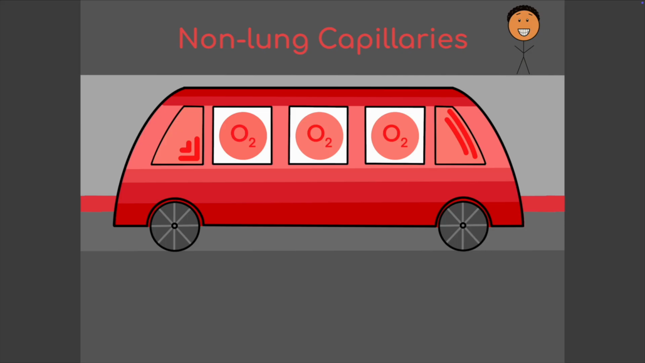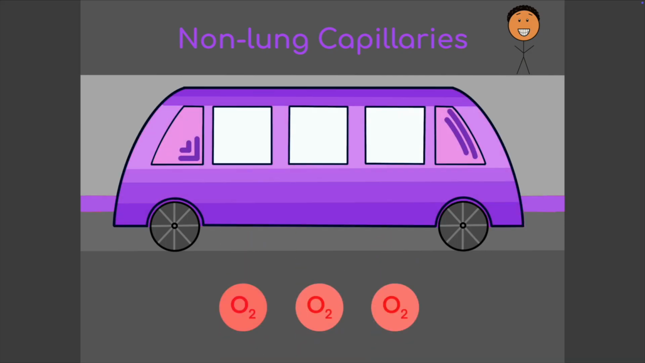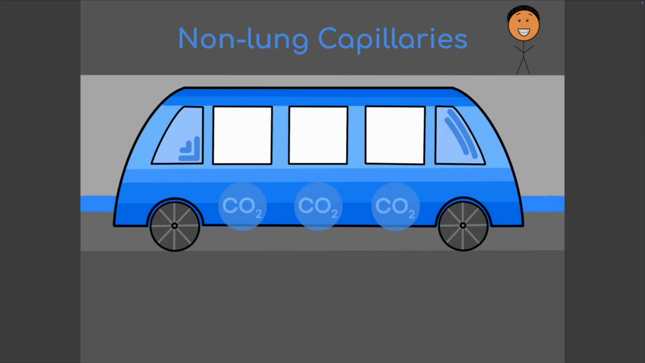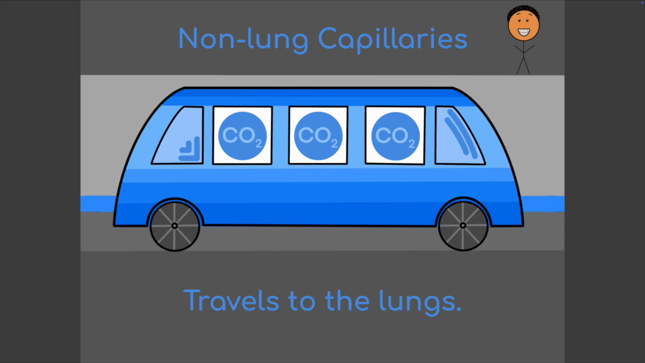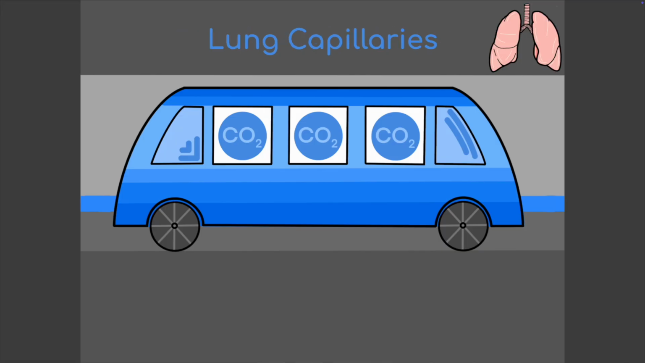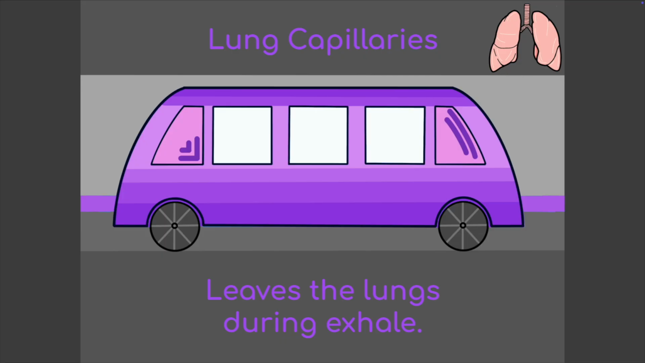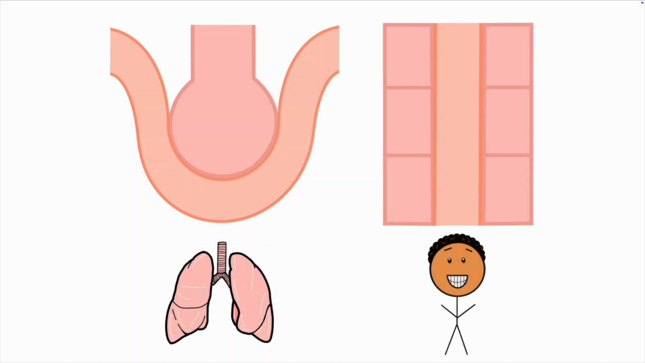In non-lung capillaries, oxygen is deposited and exchanged for carbon dioxide, also known as CO2. Carbon dioxide enters the bloodstream and travels to the lungs. Now in the lung capillaries, the carbon dioxide is released into the alveoli of the lungs and is exhaled. To recap, in the pulmonary circuit, oxygen-poor blood enters the capillaries surrounding the alveoli of the lungs. Oxygen from the alveoli attaches to the hemoglobin in the red blood cells.